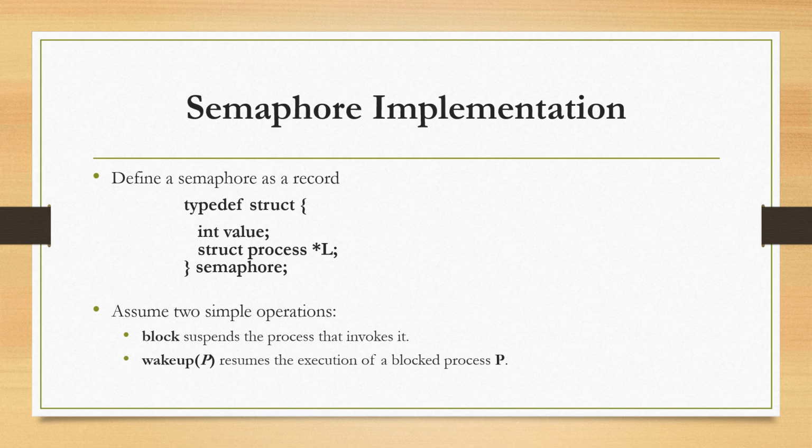In our implementation, we define the semaphore as C: typedef struct { int value; // semaphore value indicating resource availability; struct process *L; // list of blocked processes } semaphore. Key operations: block.